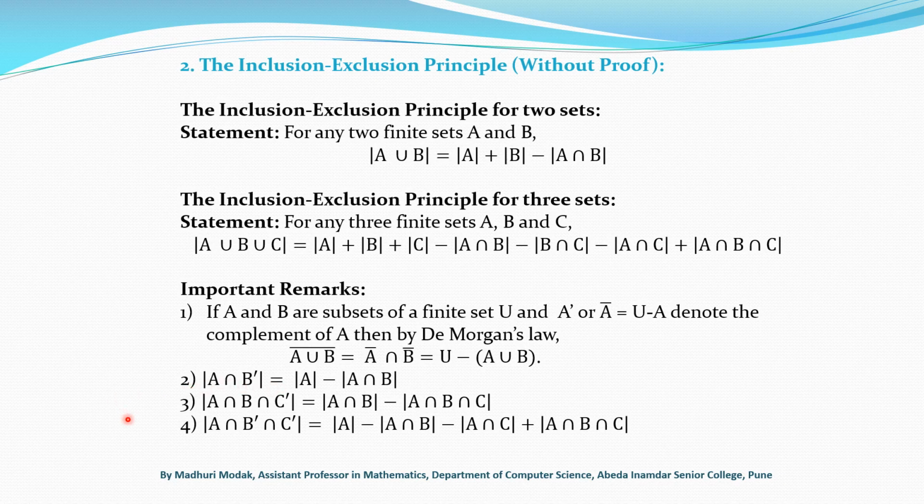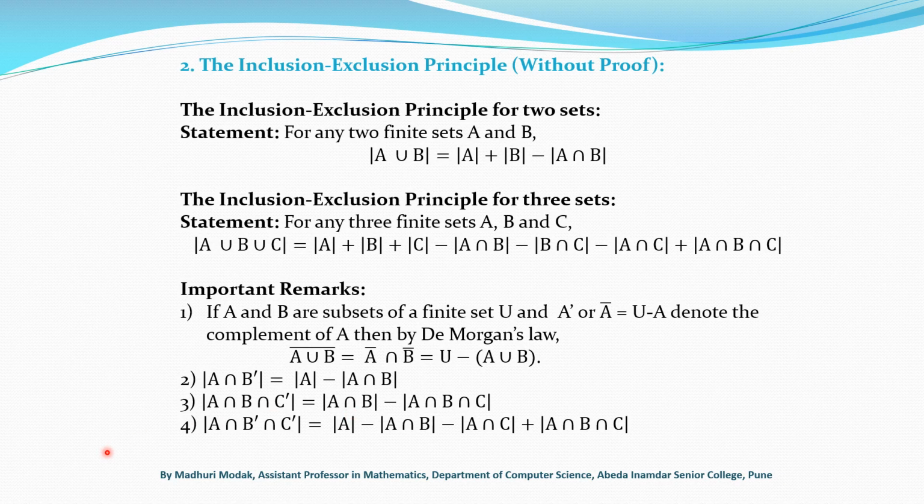Now next is cardinality of A intersection B intersection C dash. So it represents number of elements in A and B but not present in C. So it is cardinality of A intersection B minus cardinality of A intersection B intersection C.